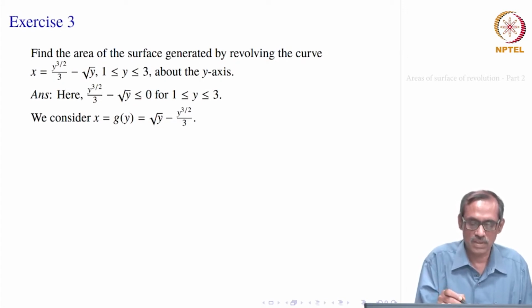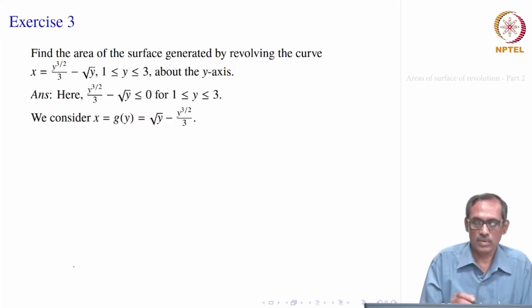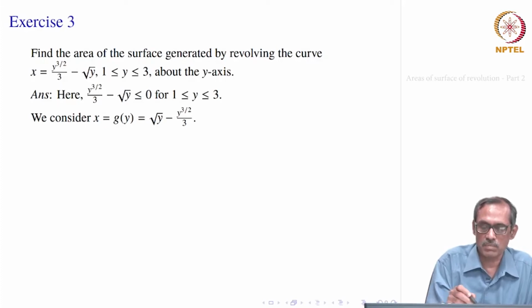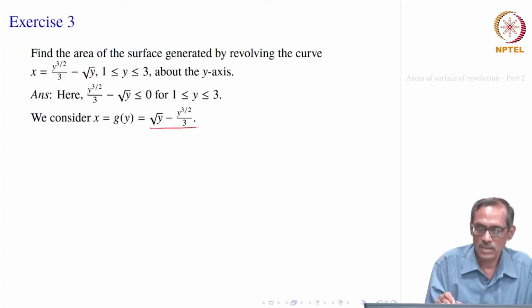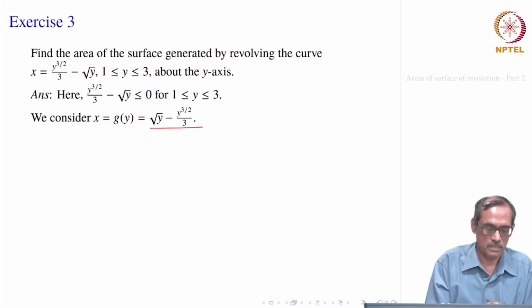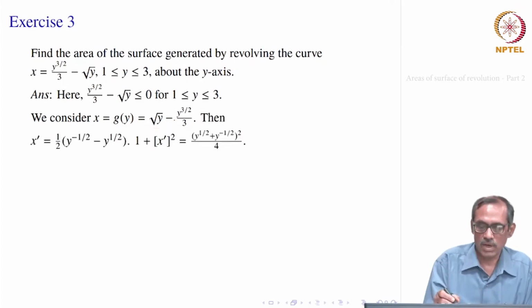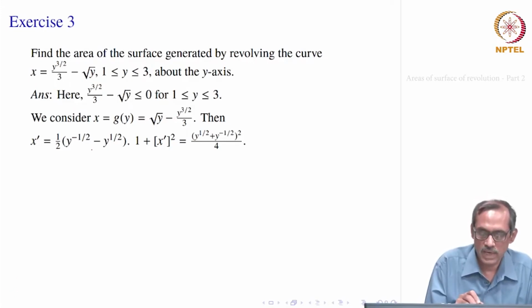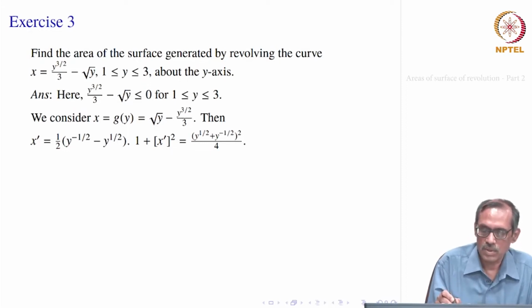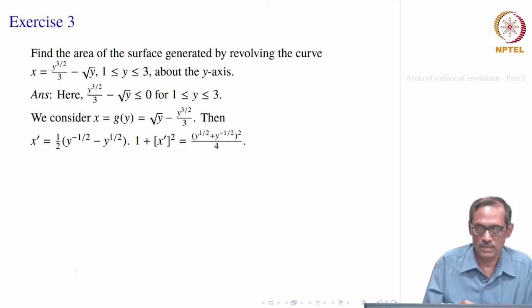So, we consider its negative, that is x equals minus g of y. So, here we take directly x equals g of y as minus of that, which is root y minus y to the power 3/2 divided by 3. Now, had you not taken it, we would have got a negative answer, right, but it should be the same in absolute value. So, we consider this square root of y minus y to the power 3/2 by 3. Now, if you differentiate, that gives you half times y to the power minus half, and y to the power 3/2 by 3 gives you y to the power half.